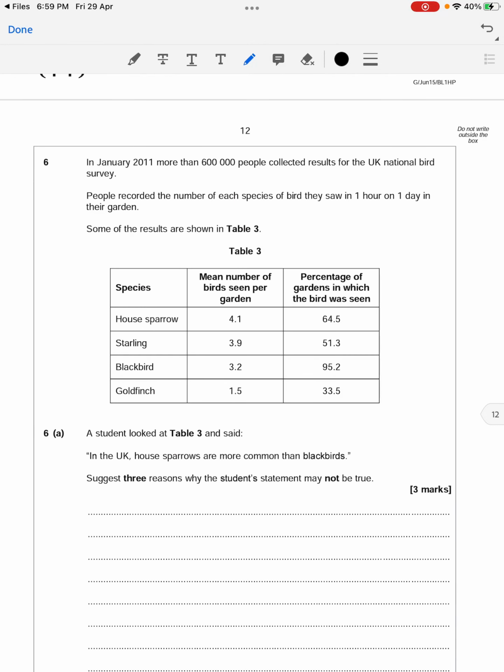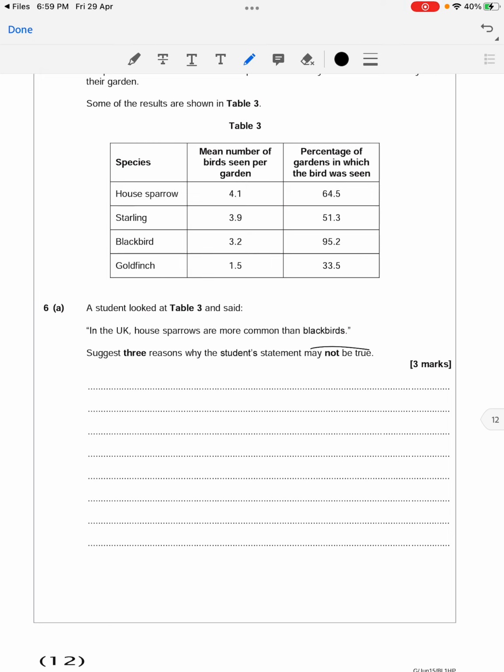Now, in January 2011, more than 600,000 people collected results for the UK National Bird Survey. People recorded the number of each species of bird they saw in 1 hour on one day in their garden. Now, some of the results are shown in Table 3. A student looked at Table 3 and said that in the UK, house sparrows are more common than blackbirds. Now, suggest 3 reasons why the student's statement may not be true. For 3 marks, we have to identify and compare those values that are in Table 3.